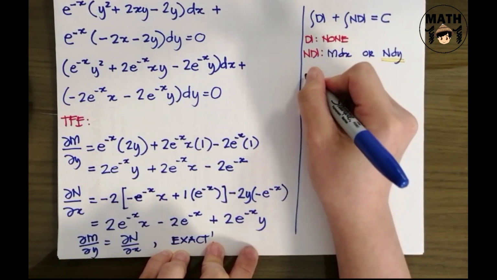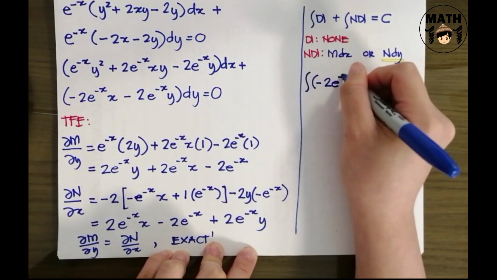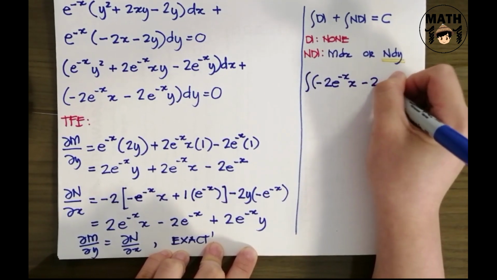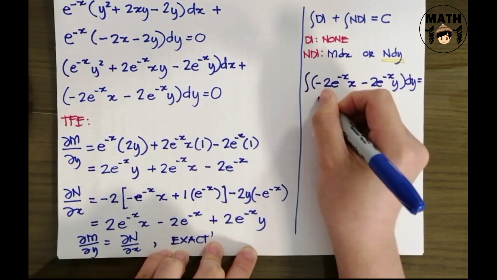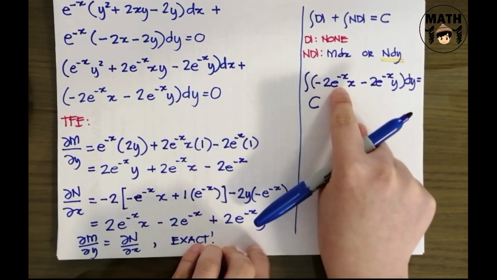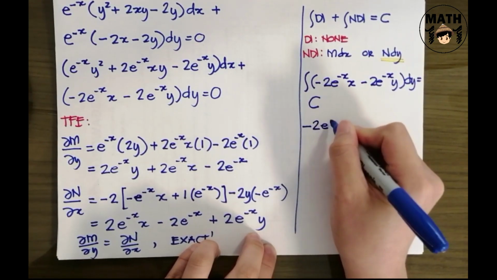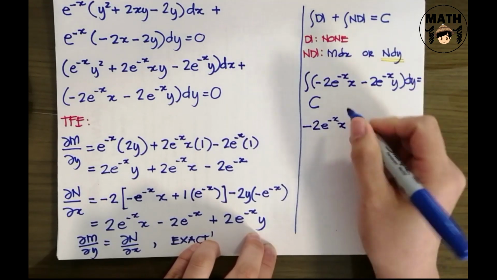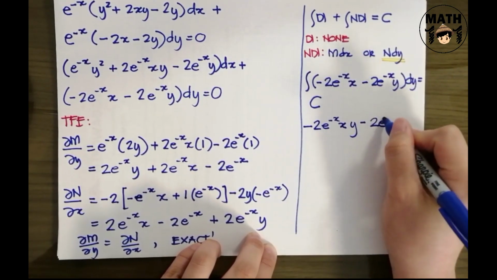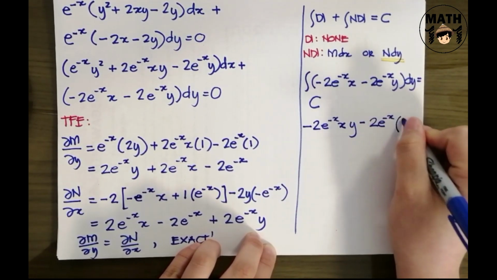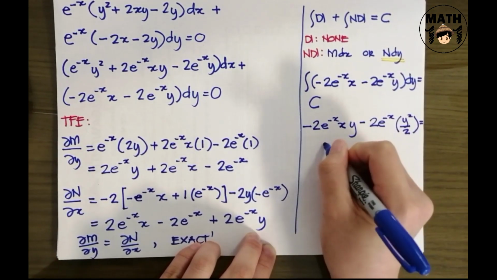Taking the integral of negative 2 e raised to negative x minus 2 e raised to negative x y dy, that is equal to a constant c. Integral nito with respect kay y, dahil lahat sila ay function ng x, taken as constant. Integral ng dy is y minus, taken as constant. Integral ng y is y squared over 2. This is equal to c.